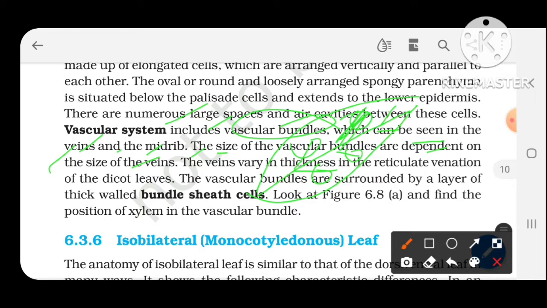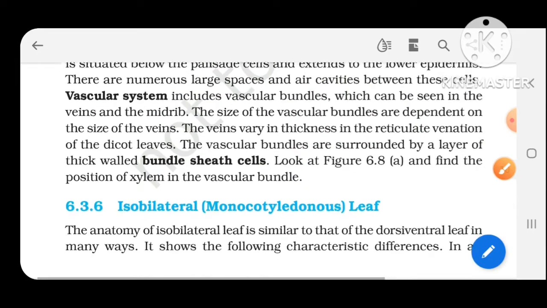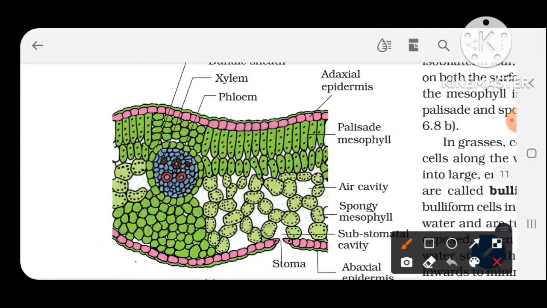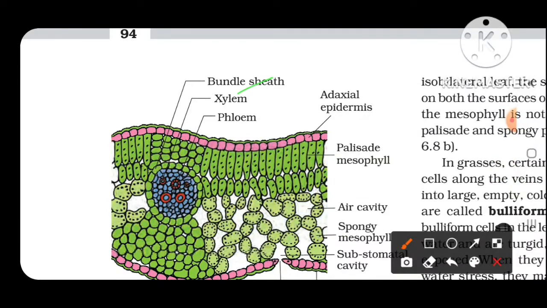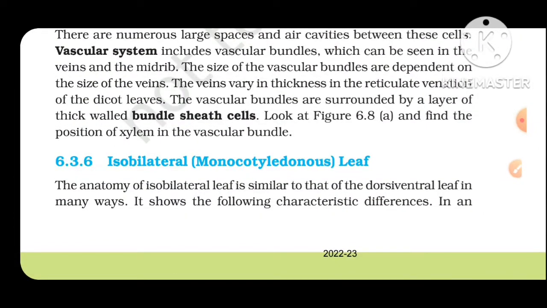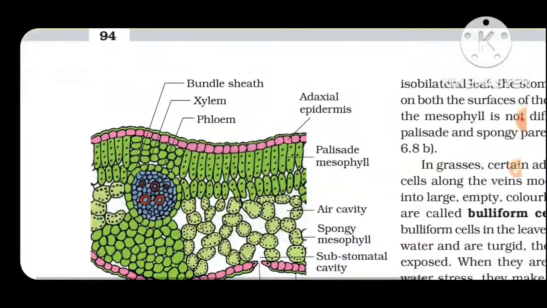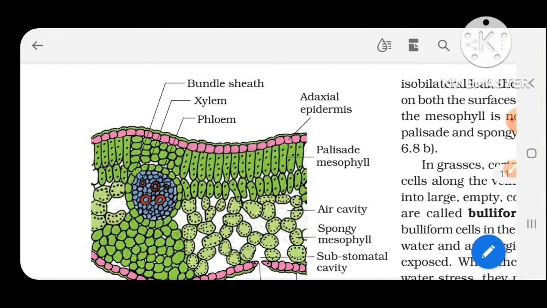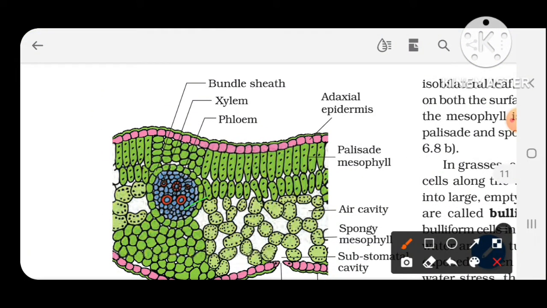Okay, so in dicot leaves reticulate type of venation is found, and vascular bundles are surrounded by a layer of thick walled bundle sheath cells. Here we can see this layer, the bundle sheath layer, which covers the vascular bundle. Vascular bundle means xylem and phloem. Okay, now next point, find the position of the xylem. So xylem, where is xylem? Xylem is in red color, you can see here, and the blue color cells are phloem.